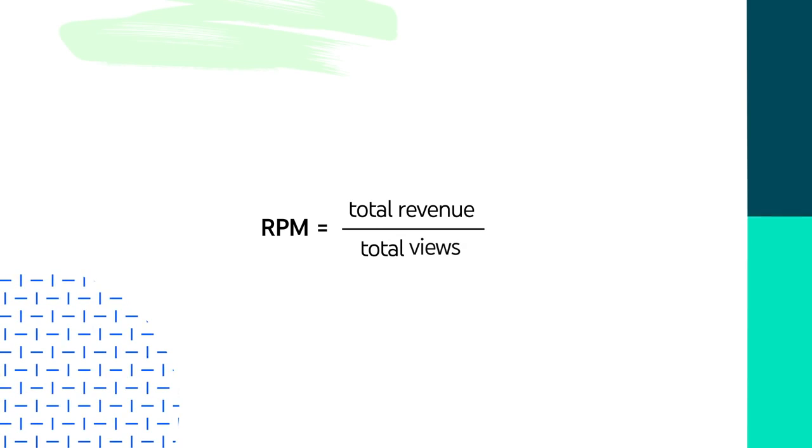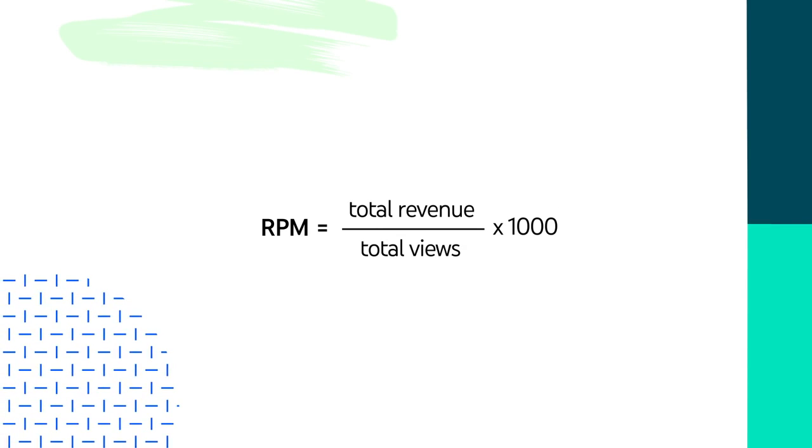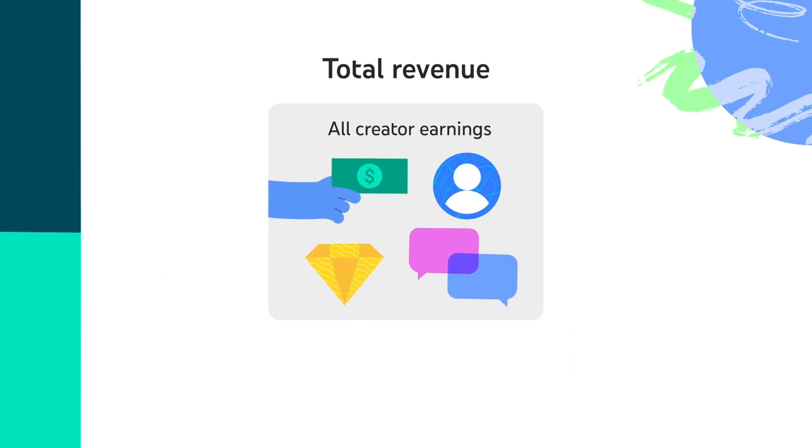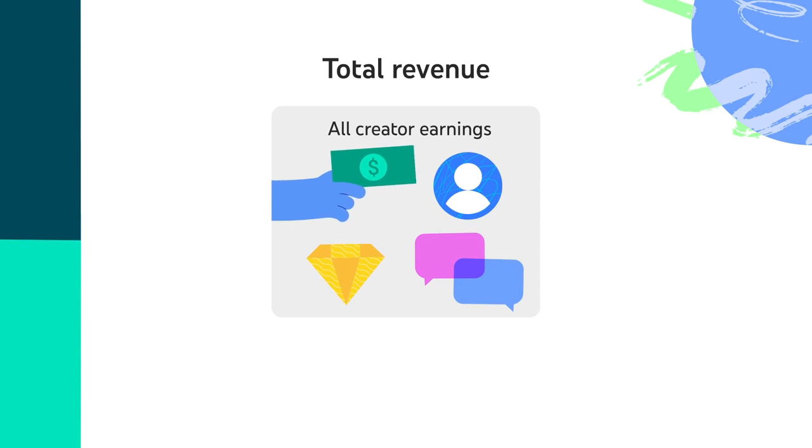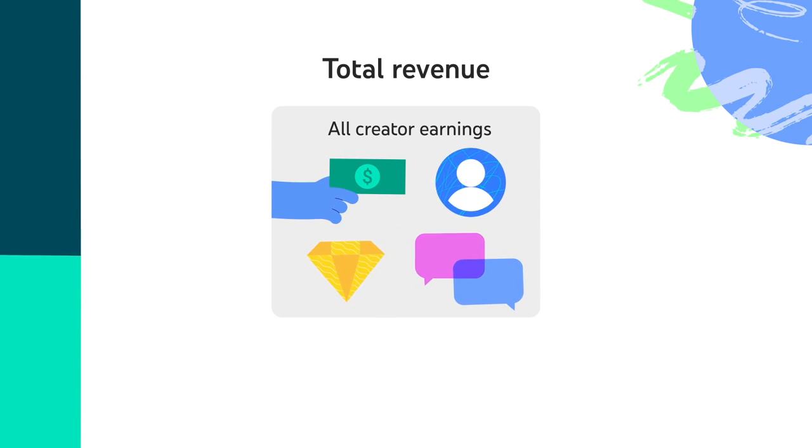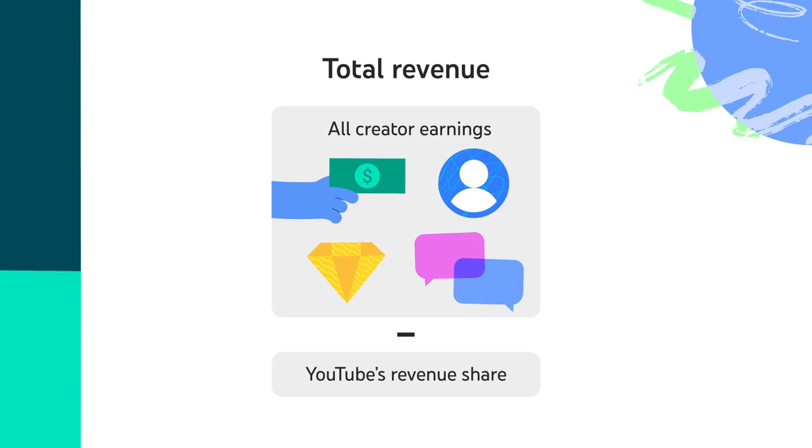First of all, RPM stands for revenue per mille, which is the revenue that a creator earns per 1,000 views. It's calculated as total revenue divided by the total views times 1,000 in the same time period. Total revenue includes all creator earnings, including ads, channel memberships, YouTube Premium, Super Chat, and Super Stickers. This metric also reflects what creators earn after YouTube's revenue share is subtracted.